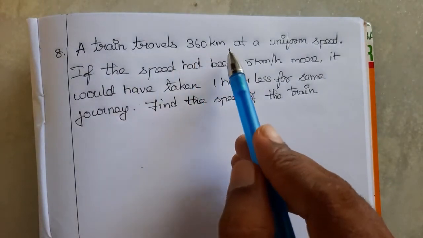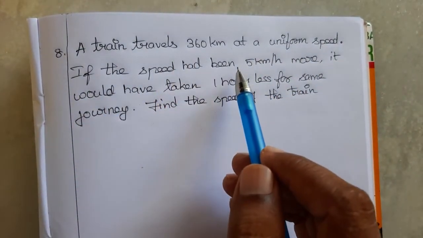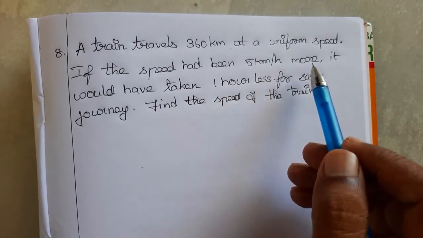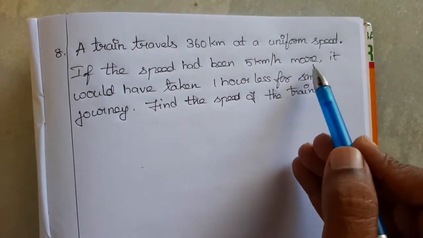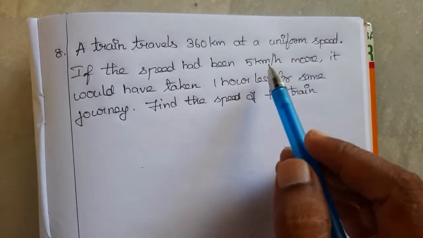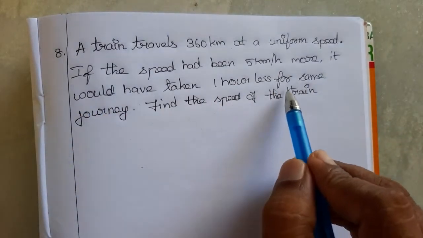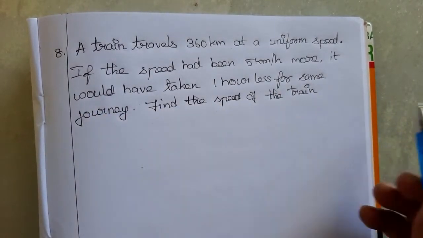A train travels 360 km at uniform speed. If the speed had been 5 km per hour more, so it is increasing from the normal uniform speed by 5 km per hour, it would have taken 1 hour less for the same journey. Find the speed of the train.